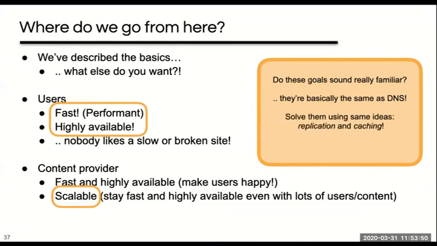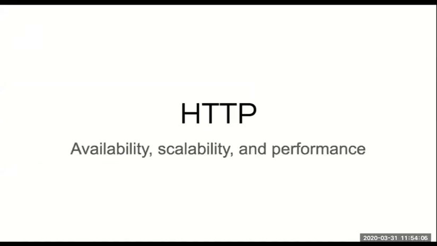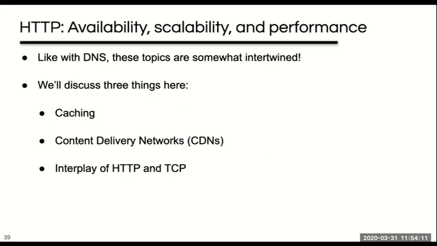So anyway, we're going to solve them with really similar ideas as we discussed for DNS: replication and caching. We're also going to address some issues with TCP. And so, that brings us to availability, scalability, and performance in HTTP. Like with DNS, these are somewhat intertwined. I'm going to talk about basically 3 things: caching, content delivery networks, or CDNs, and the interplay of HTTP and TCP.